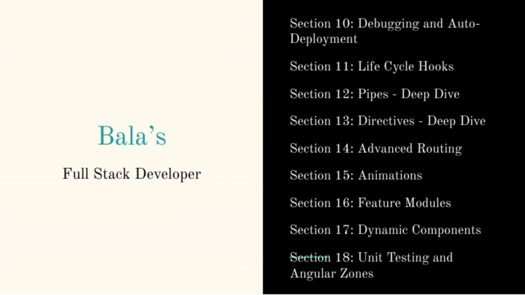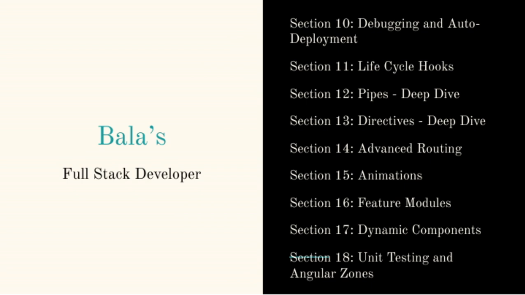Moving to Section 16, feature modules. These help us organize our app into manageable, scalable sections, improving maintainability. Section 17 covers dynamic components, an area that allows us to load and render components on the fly, giving our apps a high degree of flexibility.